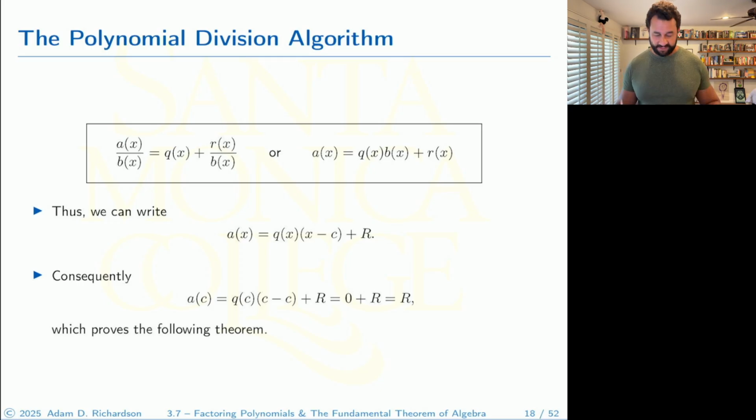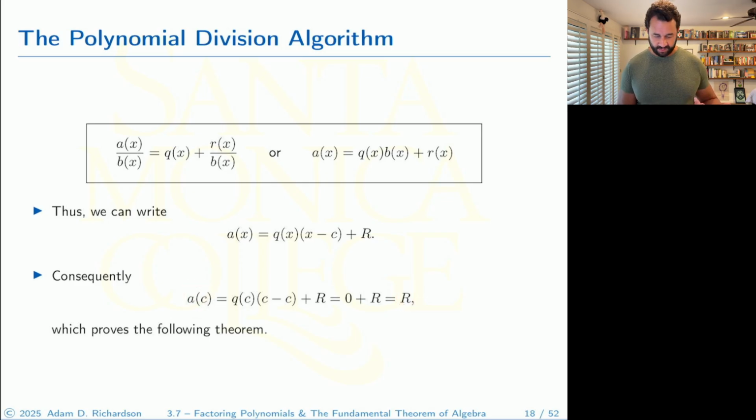So what we just found out is we can write a of x as q of x times x minus c plus r, right? Now, when we plug in the number c to our function, we get q of c times c minus c plus r. But c minus c is equal to 0. So this whole term is going to disappear, and what you're left with is r. In particular, a of c equals r.